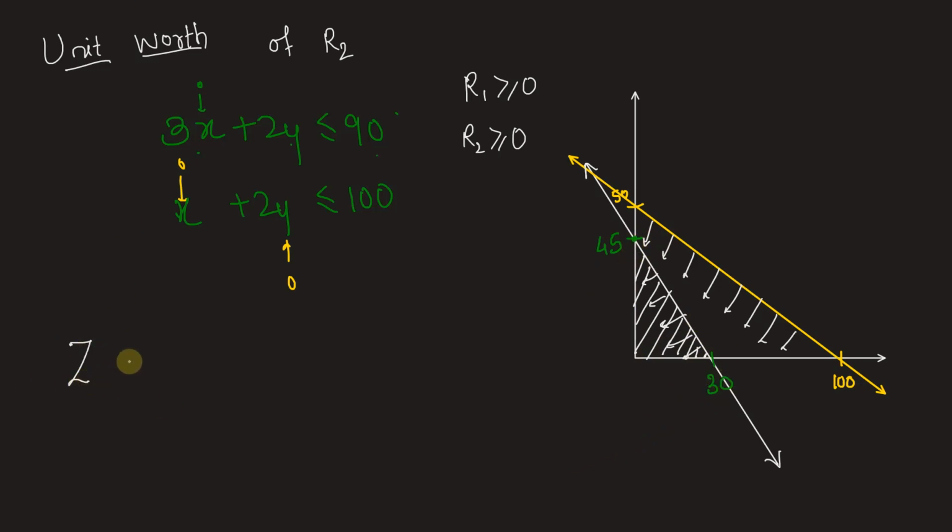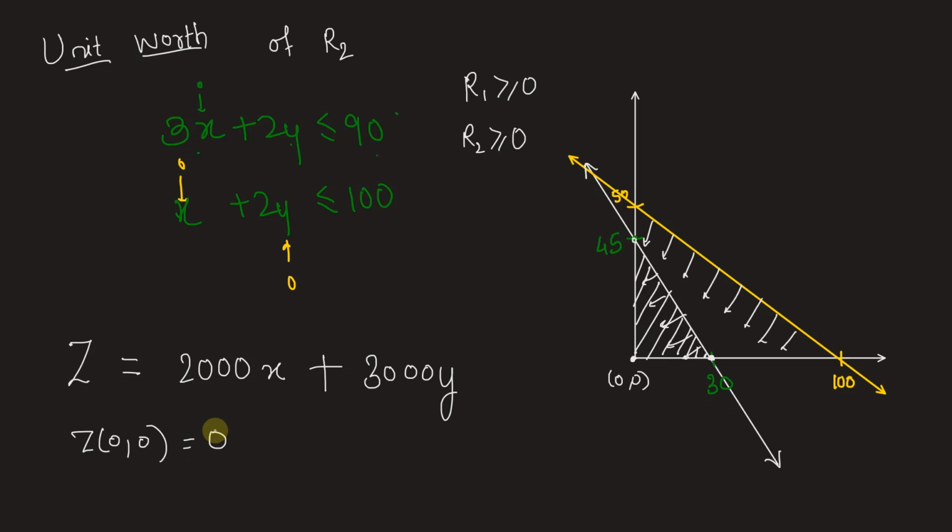Let's write the equation for profit, with the profit being Z. This will be equal to the per unit profit of P1, which is 2000, so 2000 into x is the total profit from product P1, plus the total profit from product P2, which is 3000 per unit, into total number of units y. This is the profit. We need to maximize the profit. That means we'll calculate the value of Z at each of these node points. This point is (0, 0). Anyway, the profit will be 0. So Z at (0, 0) is 0. This is not, of course, the maximum value.